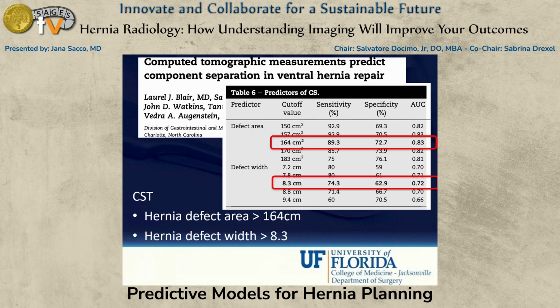So if we look just first at width, Dr. Augenstein's group in Carolina showed us this, that if the width is greater than 8.3 centimeters and the hernia defect size 164 centimeters, that you will likely need a component separation in order to get the anterior fascia closed.